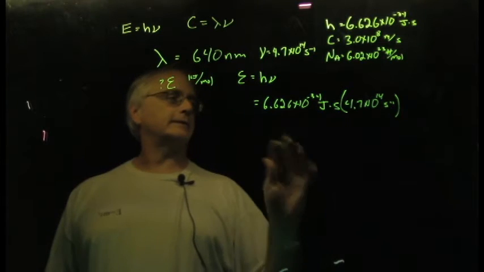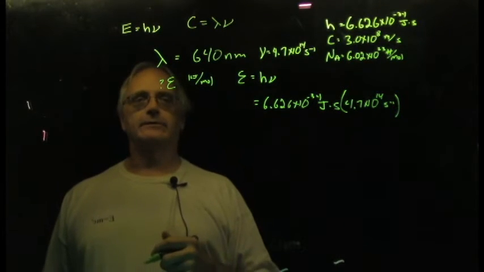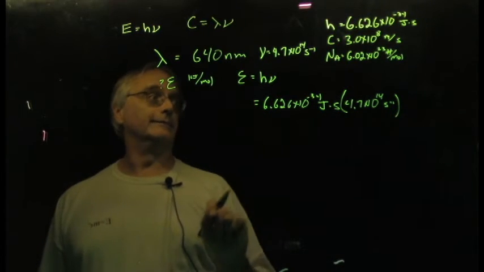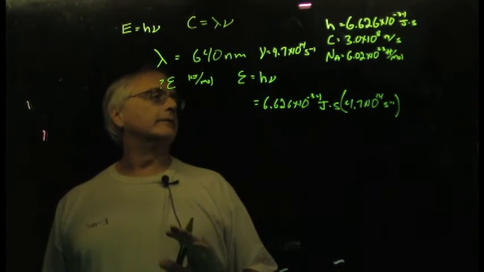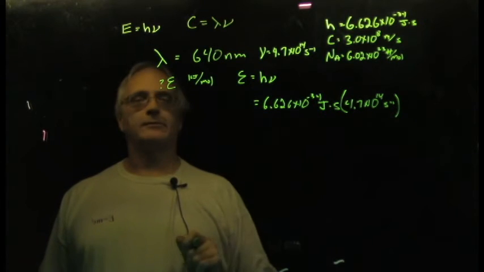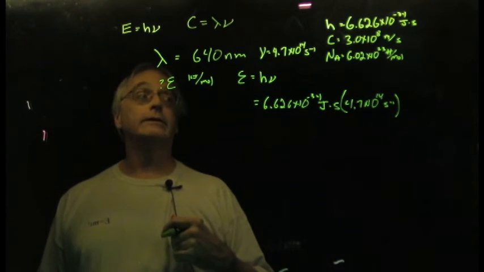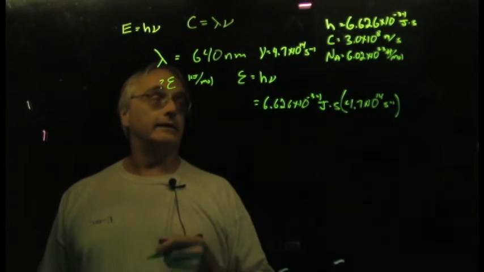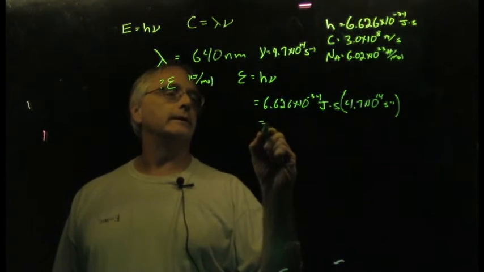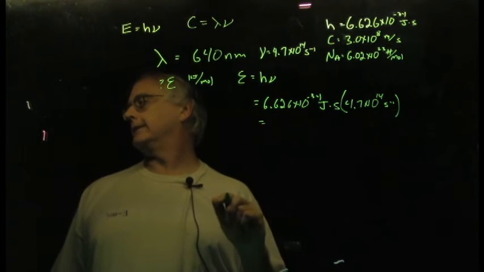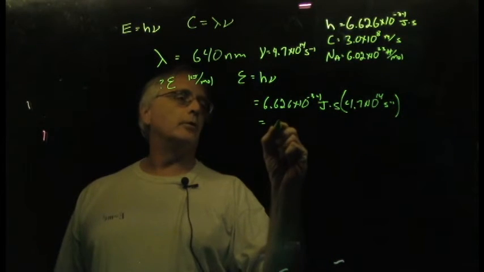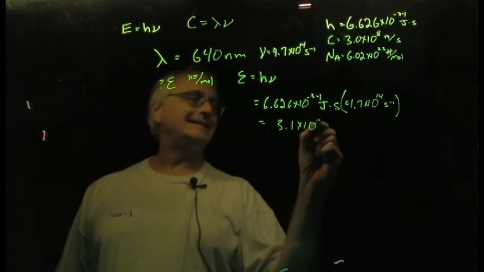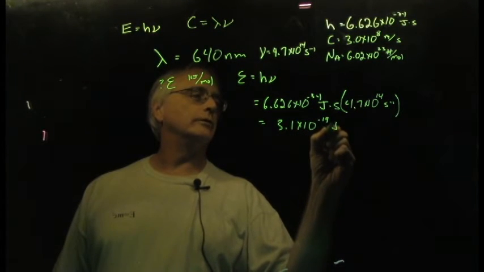If you look at those numbers here, your scientific notation button on your calculator is just going to have a grand old time with this one. You also notice, kind of conveniently, I have seconds and reciprocal seconds. My second units are going to cancel, leaving me only joules, which is exactly what I was trying to calculate here. And if you punch this out on your calculator, I got 3.1 times 10 to the negative 19th joules.